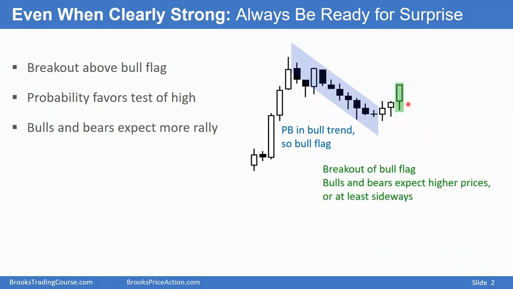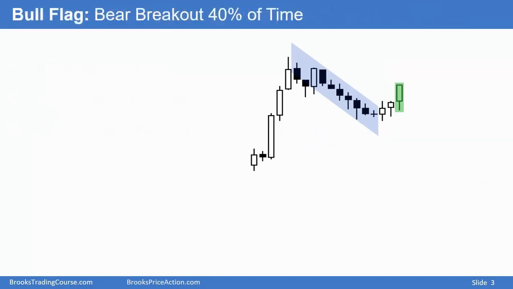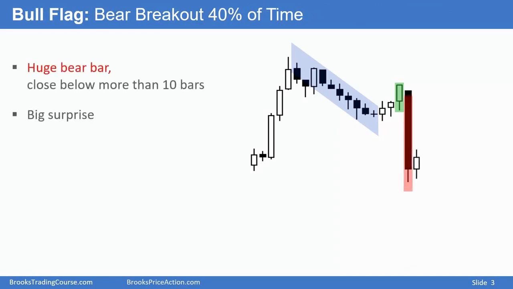The bulls got a breakout, a decent looking bull trend bar closing on its high, and closing above the high of the past 5 or 6 bars, so that is a sign of strength. And at this moment, there is a 60% chance that we're going to go at least a little bit higher. Yet, you always have to be prepared for a surprise.